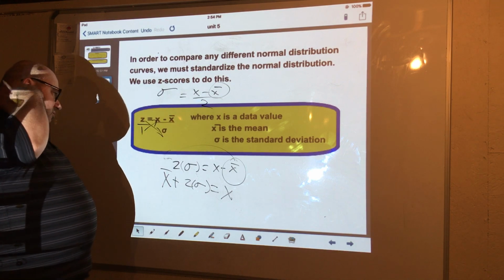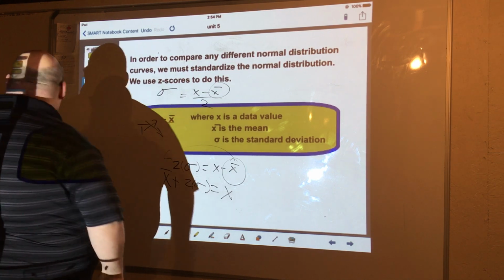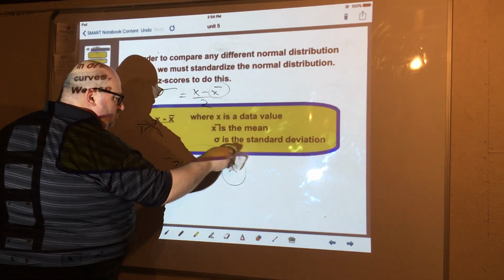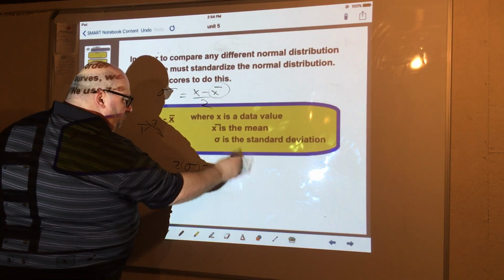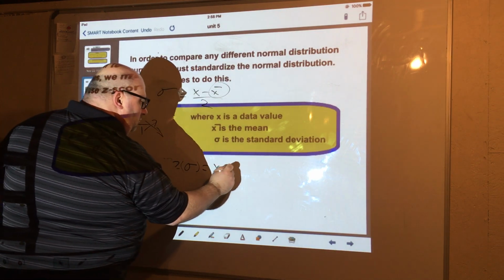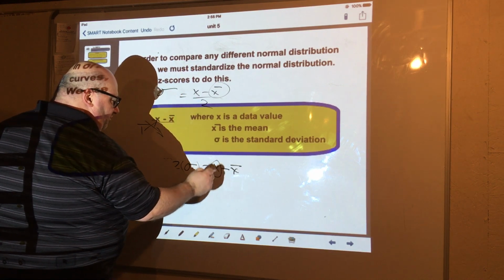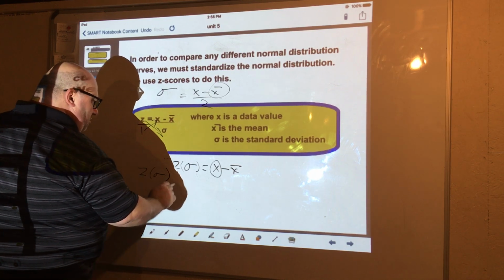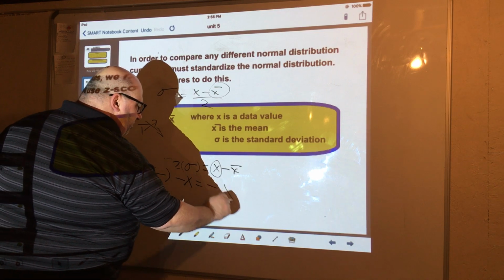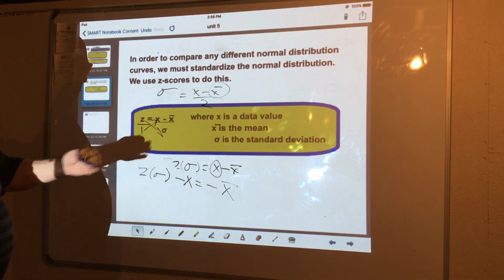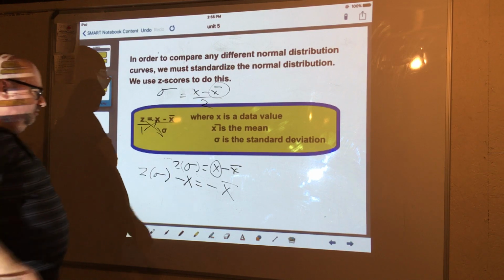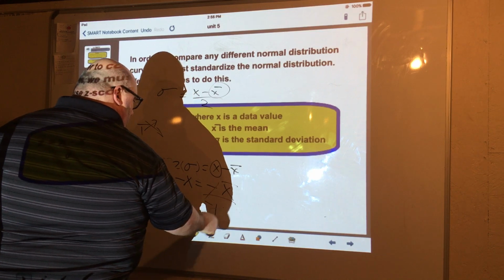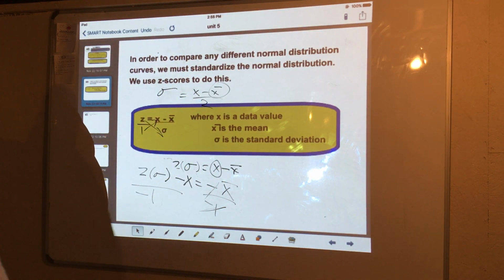If we have the term that we're looking for, what we need to do then is get rid of our X. So we could subtract an X from this side, subtract an X from the other side. So Z times standard deviation minus X equals negative the mean. Well, we're going to divide everything by -1. So divide this side by -1, divide this side by -1, and we have a formula for finding the mean.